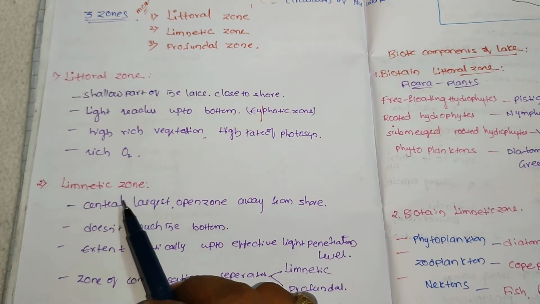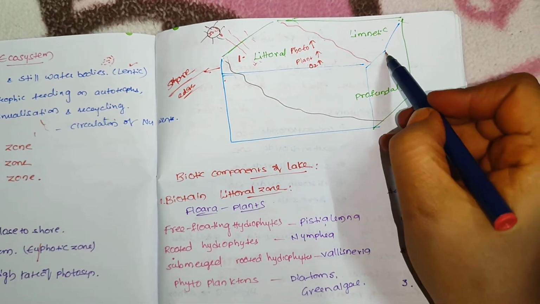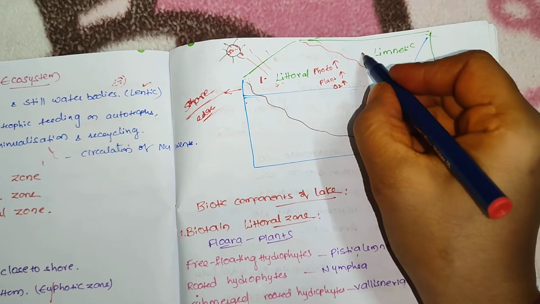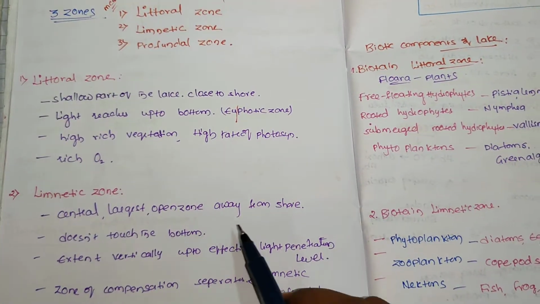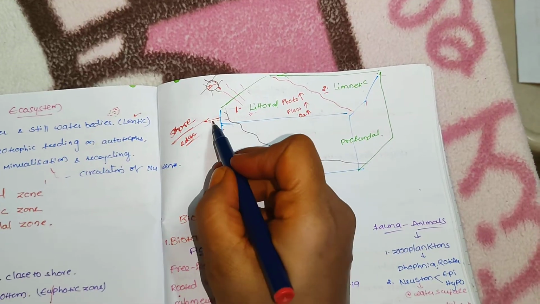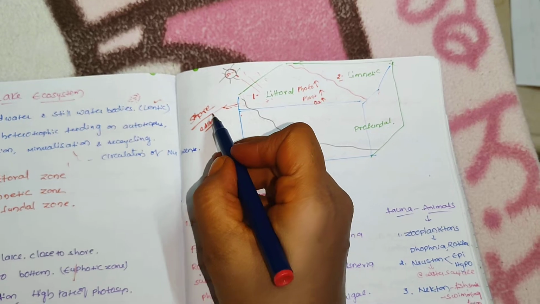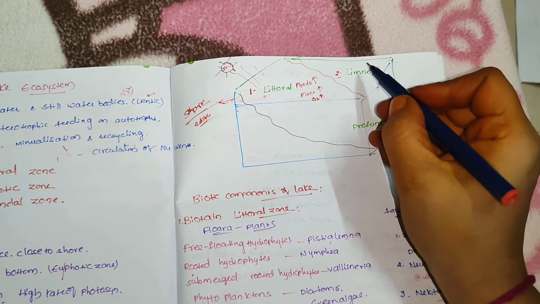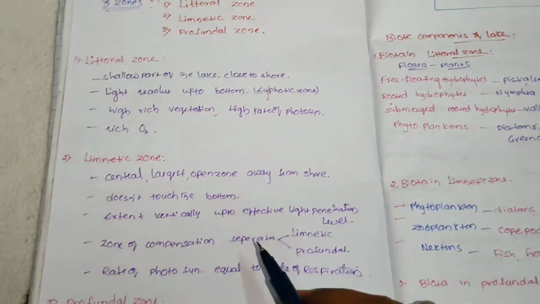Then we come to the next zone, the limnetic zone. It does not go up to the bottom. The second zone is limnetic. It is a central zone, an open zone, away from the shore. The littoral is near to the shore, but the limnetic is far away from the shore. That is why the limnetic zone is central, open and away from the shore.